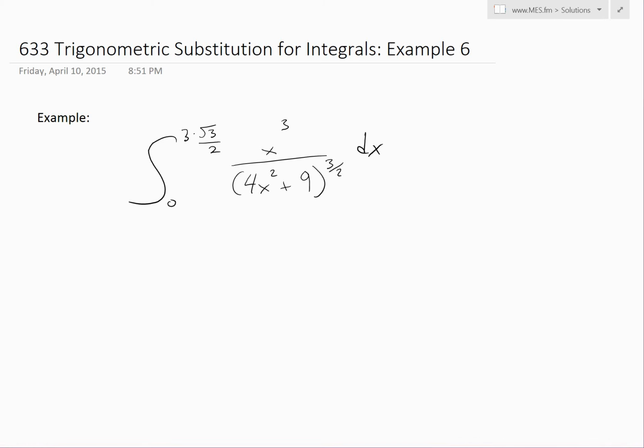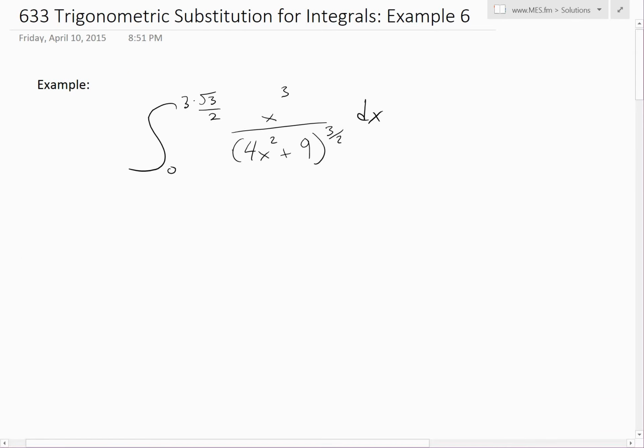Alright, it's time for another math easy solution. Time to discuss further into trigonometric substitution for integrals, and now go over example 6, which is this one right here. Looks pretty complicated, which is the integral from 0 to 3 times square root 3 all over 2 of x cubed divided by (4x squared plus 9) to the power of 3 over 2, and dx there.